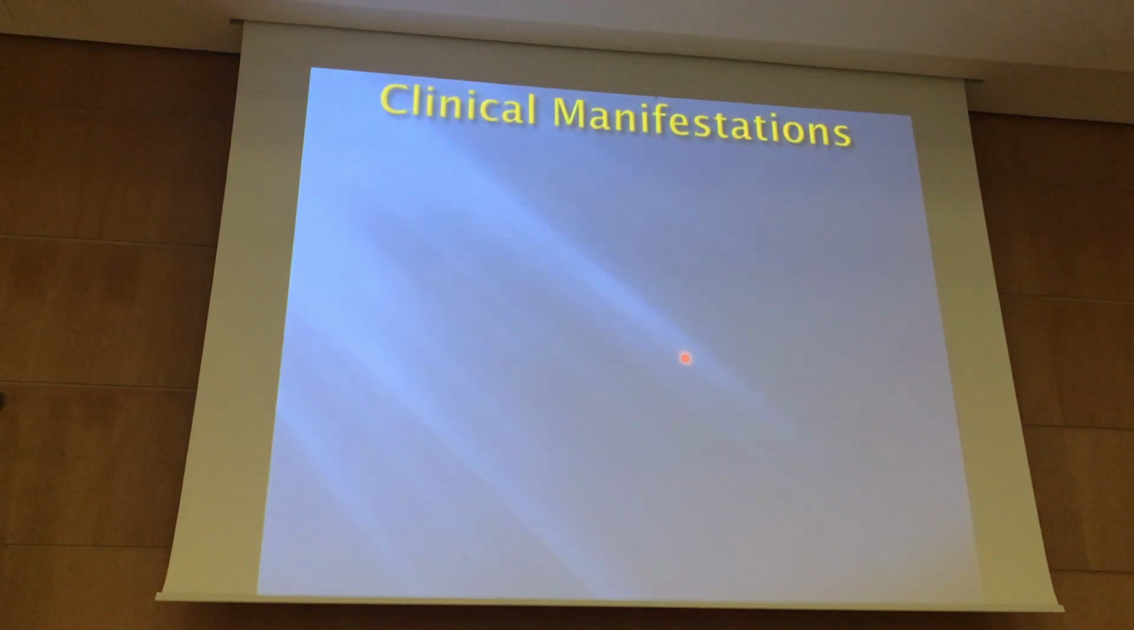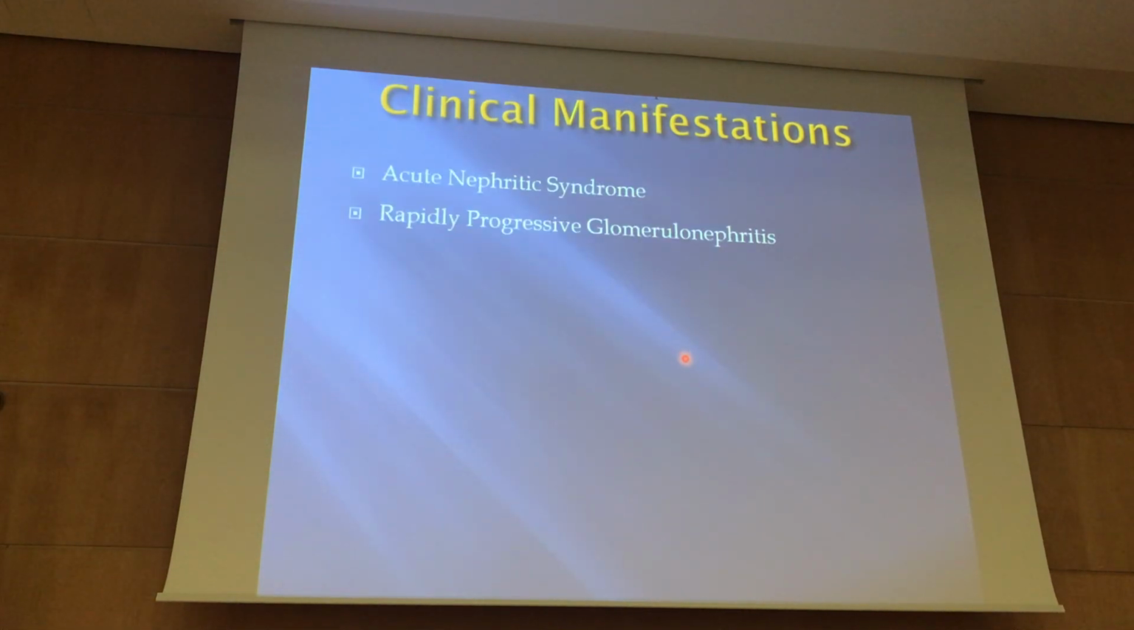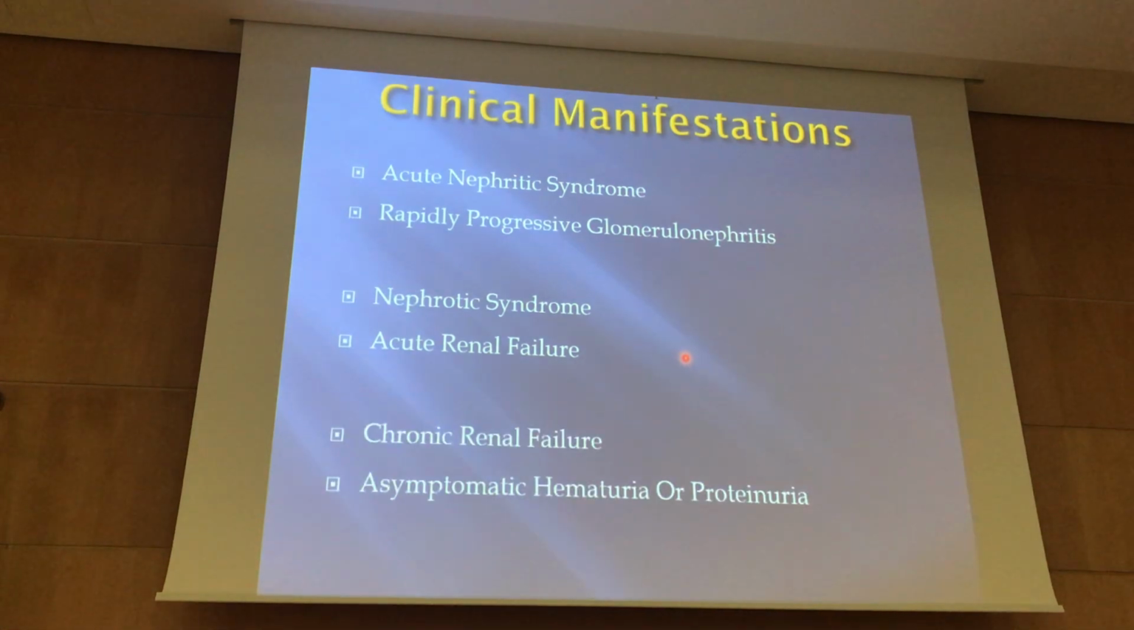Clinical manifestation. First of all, we should know what the different clinical manifestations are. It's acute nephritic syndrome, rapidly progressive glomerulonephritis, nephrotic syndrome, acute renal failure, chronic renal failure, and then asymptomatic hematuria or proteinuria. So there are 6 different clinical manifestations. We will start with them one by one.